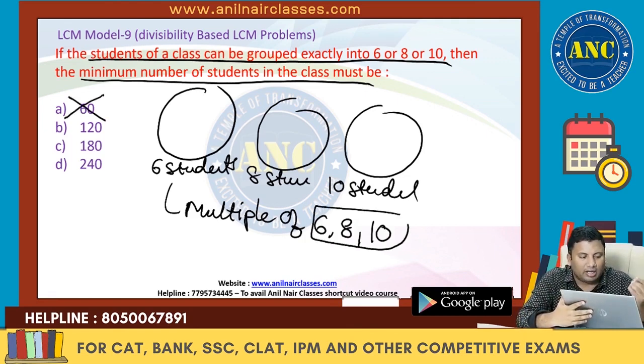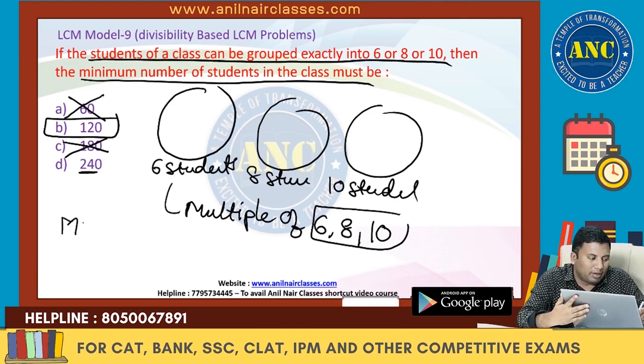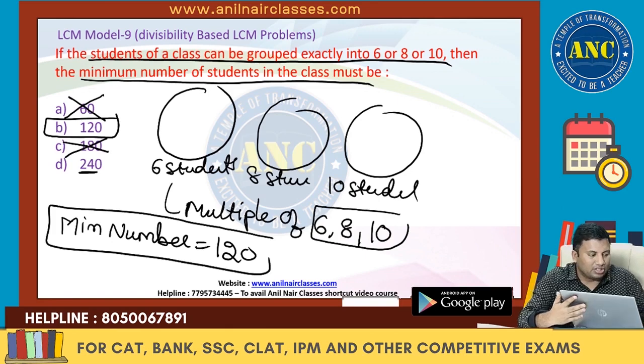60 is not a multiple of 8. 120 is a multiple of 6, 8 and 10. 180 is not a multiple of 8. 240 is a multiple, but the minimum number is 120. You will learn a lot of concepts in today's class. This is just the beginning.